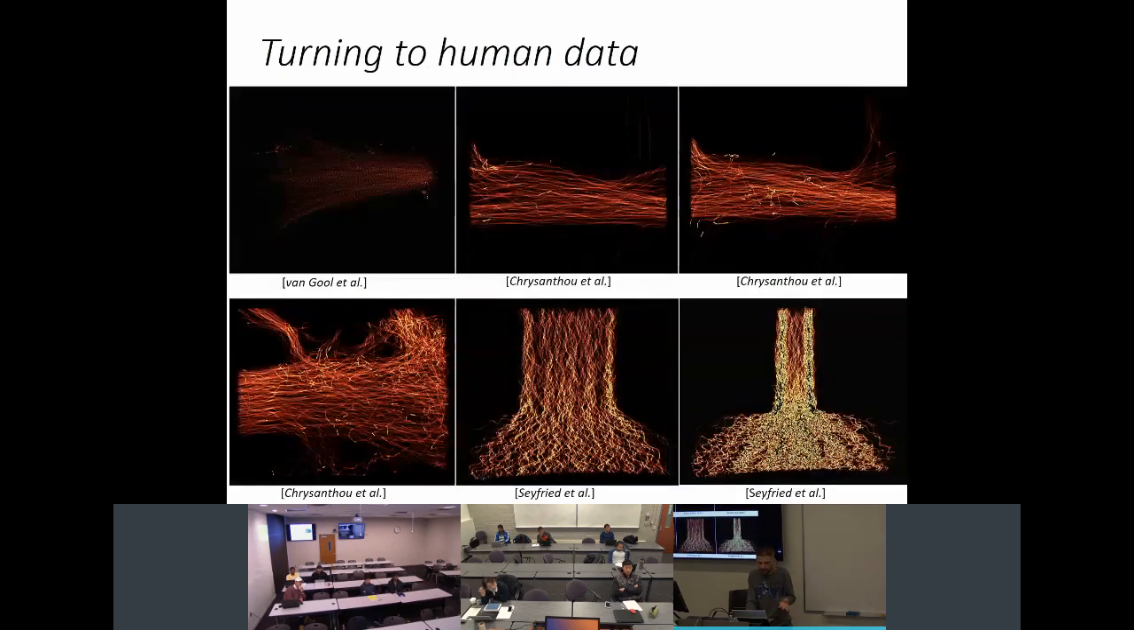And I'm going to stop here. Let's take a break and resume at 5:15 and start talking about how we can try to use existing human crowd data in order to infer a local collision avoidance law or a local collision avoidance model.